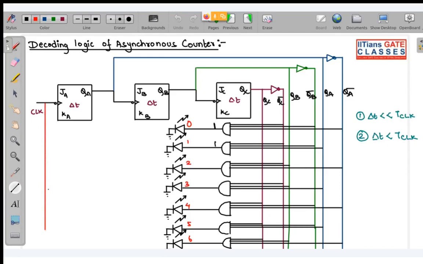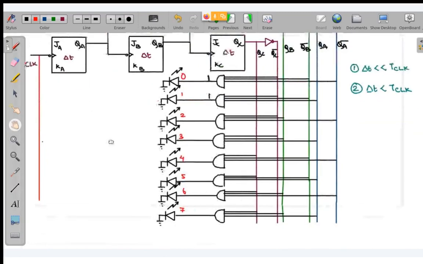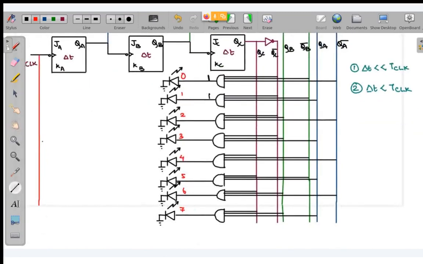Now it will be very difficult for me to draw. Okay, fine, let me do one thing. So basically this red color is your strobe input, and I will be giving each line the strobe.